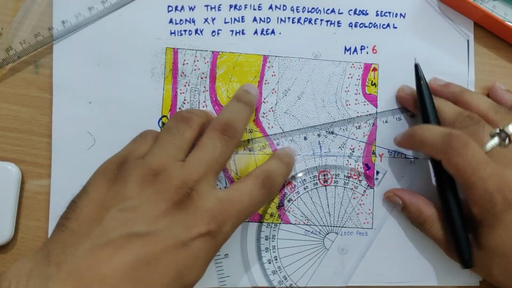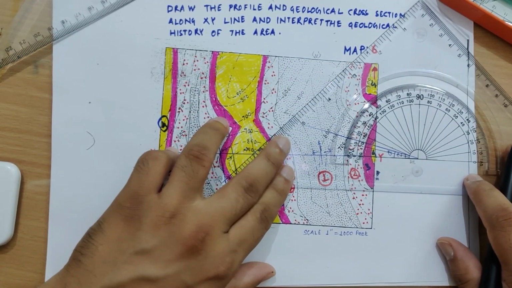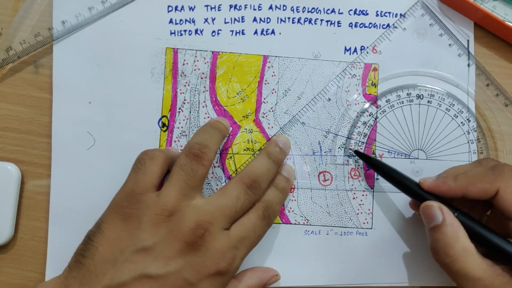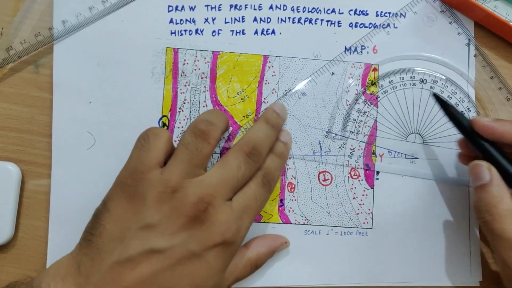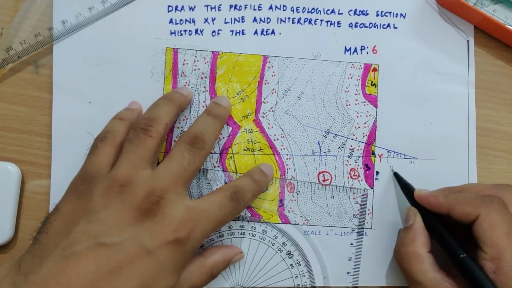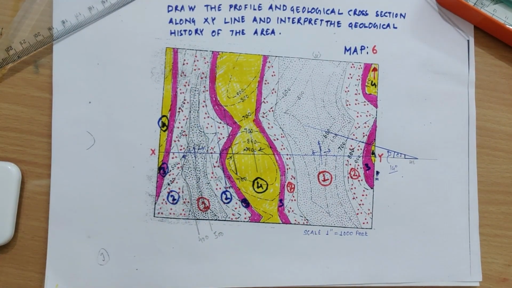Now measure the angle. So this is roughly 14 degrees. So we are going to take theta as 14 degrees for plotting this profile and cross section.